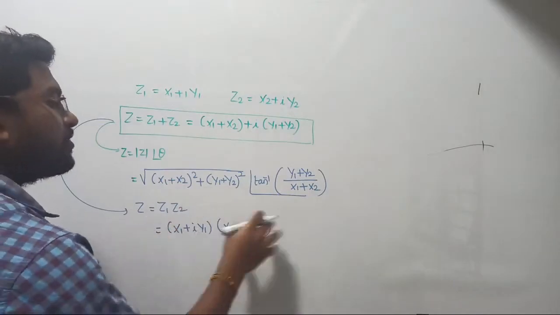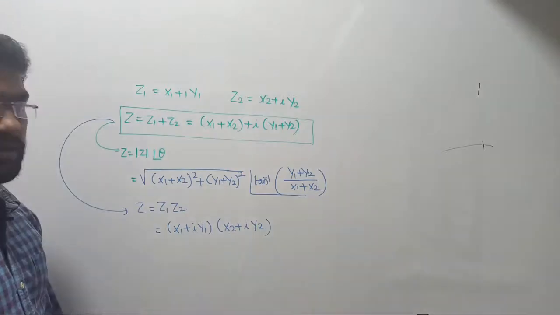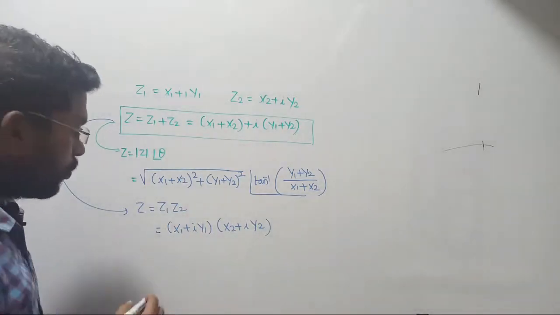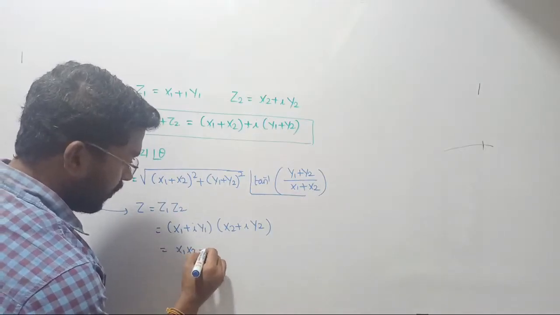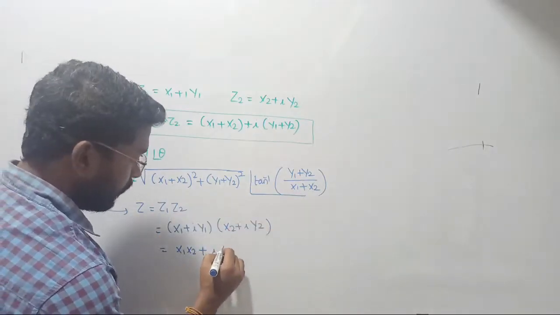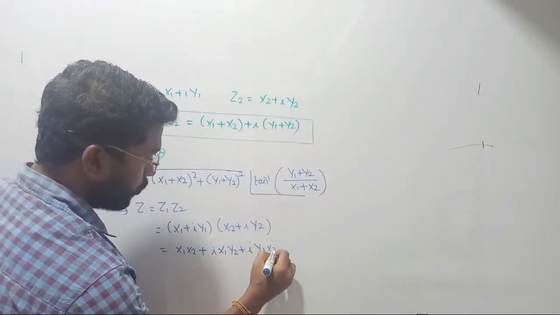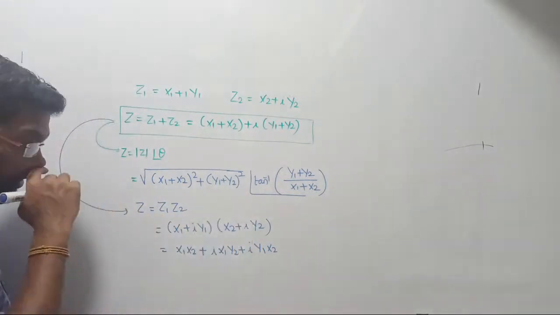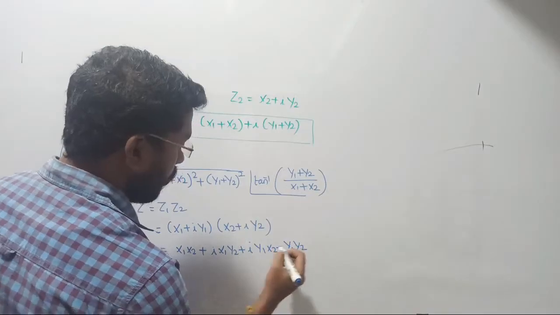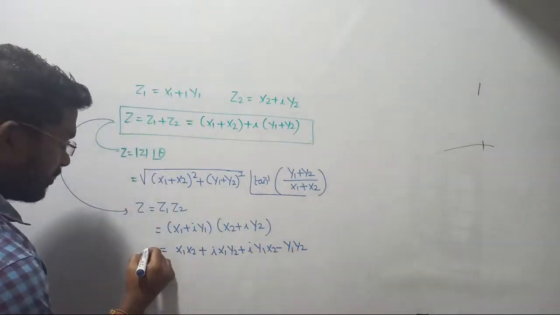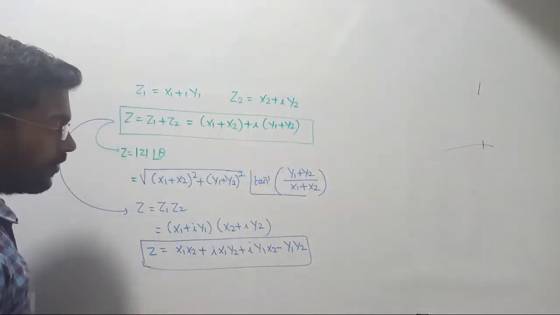Just open up the brackets, individually multiply all the terms, and then find the magnitude as well as the phase angle of the system. Let me multiply: it is going to be x1 x2 plus I times x1 into y2 plus I times y1 into x2, and then I into I becomes I square, the value of I square equal to minus 1. So minus 1 into y1 into y2. Clear? So that is going to be the value of z now.